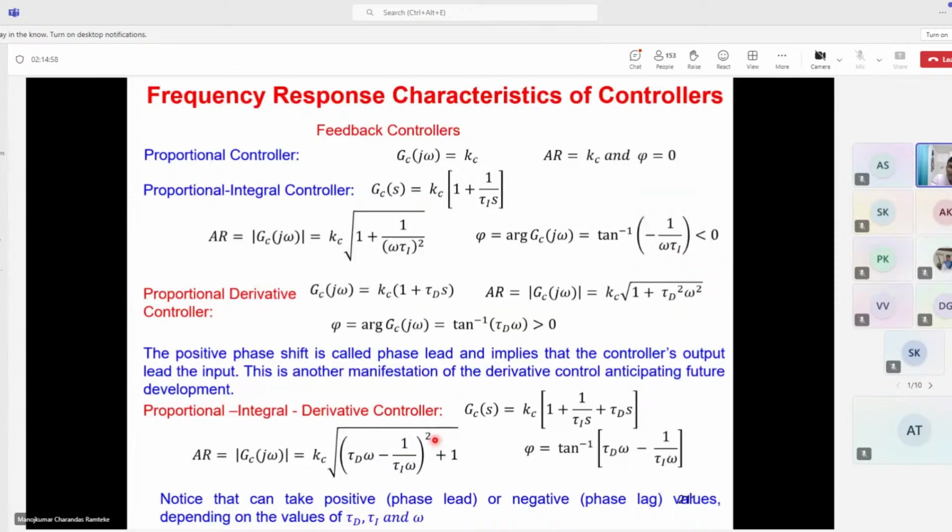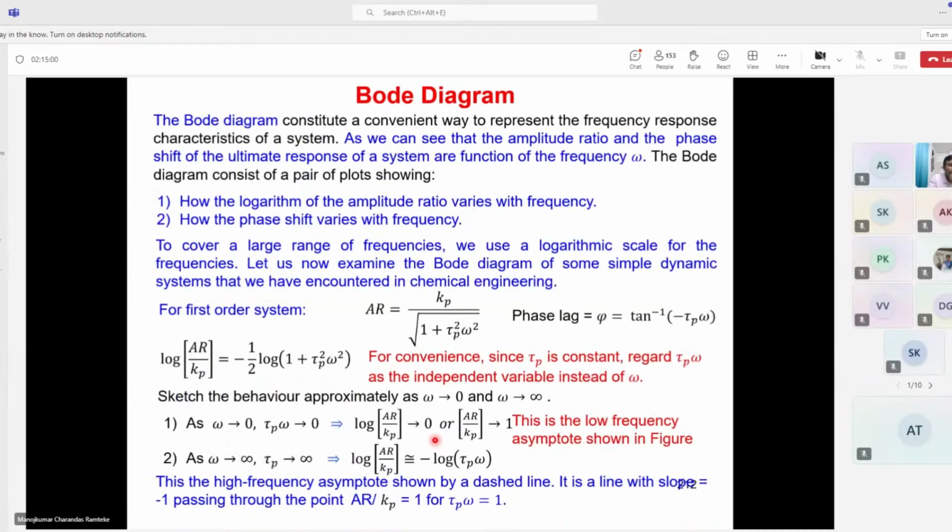Hello? Yes, sir. Yes, sir. Okay. So now what is the time? I think it is 8:40. I will only explain this Bode diagram and we will stop. Again, hello?